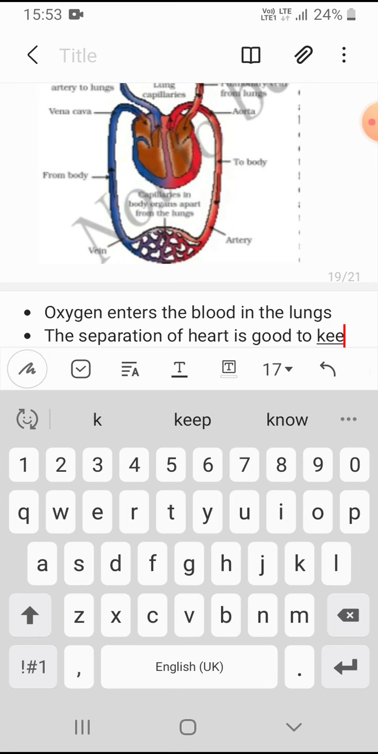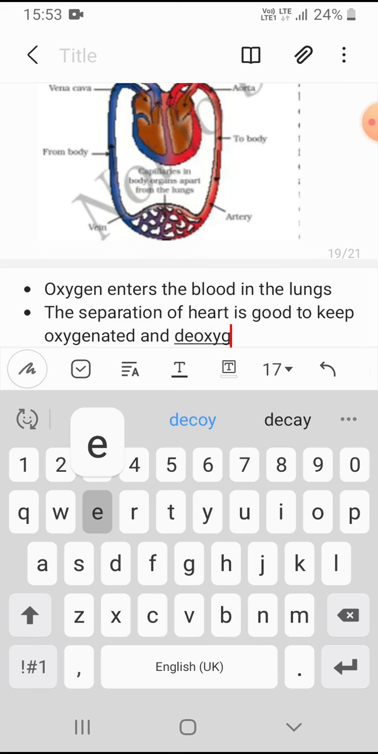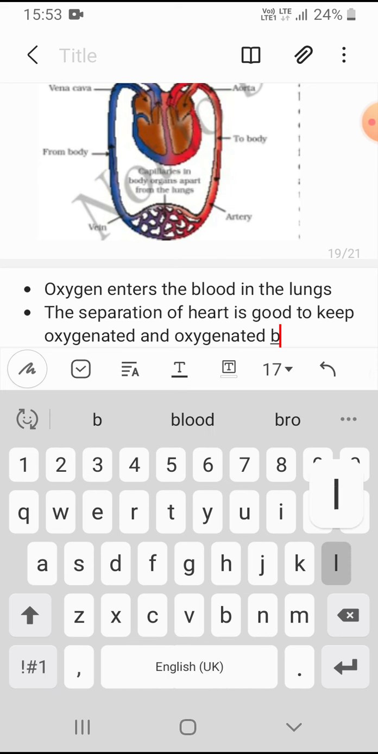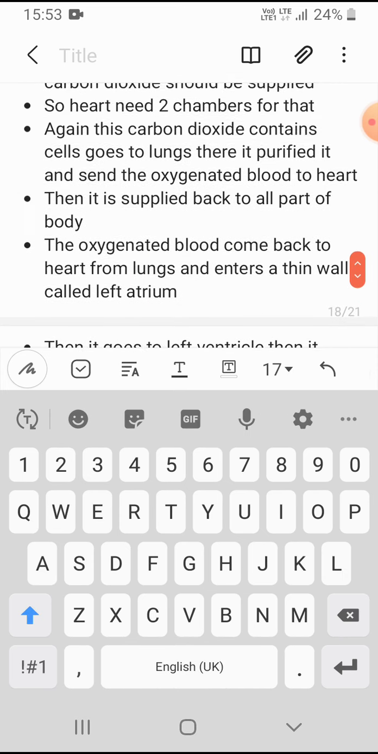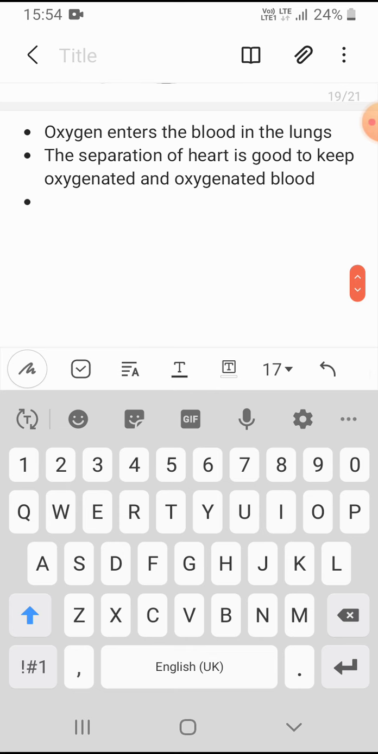To keep oxygenated and deoxygenated blood separate, here you can see there is a separation in the heart. The wall is there in the middle, and you can see the right ventricle, left ventricle, right atrium, and left atrium. This separation is good so that we can remember which side is oxygenated. The left side is the left atrium, where the oxygenated blood comes, and the deoxygenated blood comes to the right atrium.